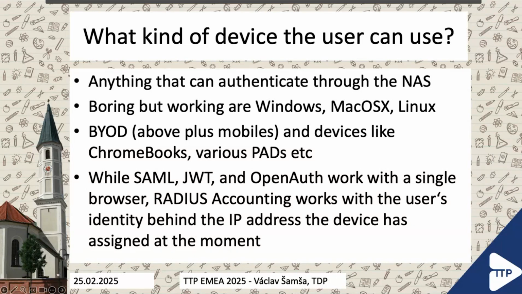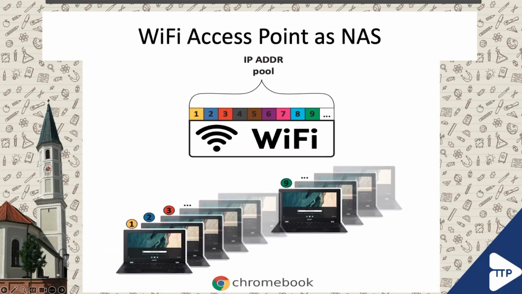Of course, the identity of the user is connected to the IP address the device has at the moment, because as we see in the RADIUS accounting packet, it says this username, this IP address. And if it keeps sending interim updates, you simply know that the user has that IP address and nobody else has that IP address.